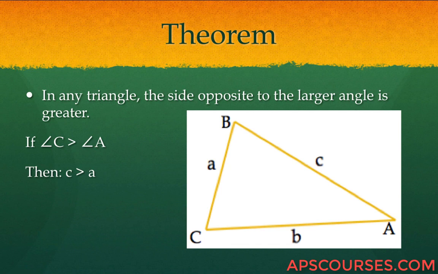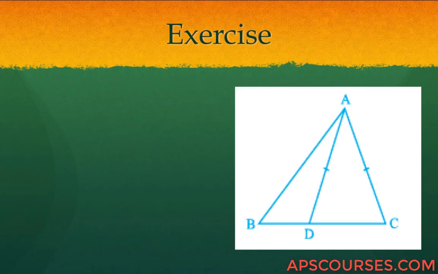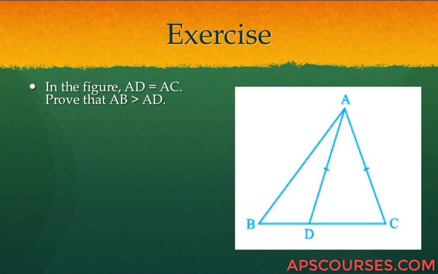Let's solve some exercises now. ABC is a triangle. In this figure, it is given that AD is equal to AC. We need to prove that AB is greater than AD.